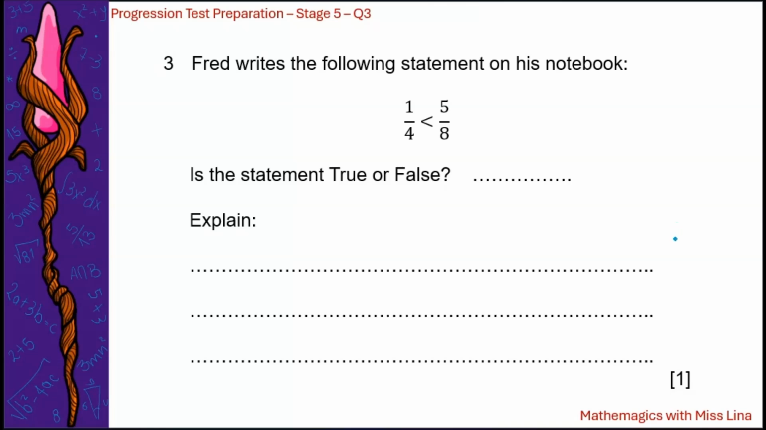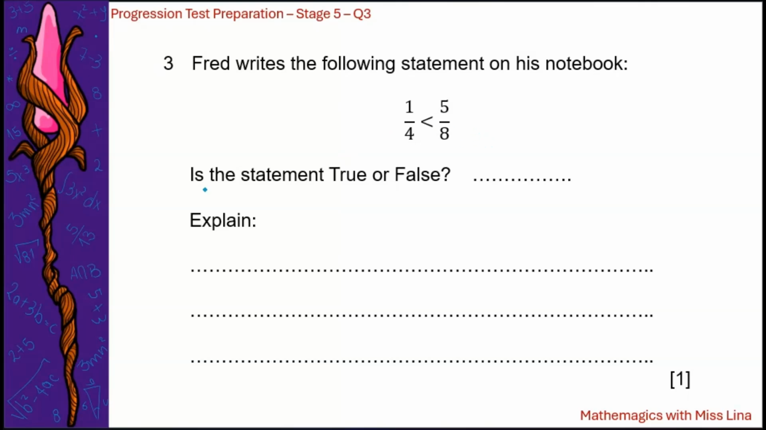Today we are going to solve question 3 of the progression test style questions. So this one says, Fred writes the following statement in his notebook: 1/4 is smaller than 5/8. Remember, this is like a little crocodile here, and it's going to try to always eat the biggest one. So what Fred is saying here is that 5/8 is bigger than 1/4, or 1/4 is smaller than 5/8.